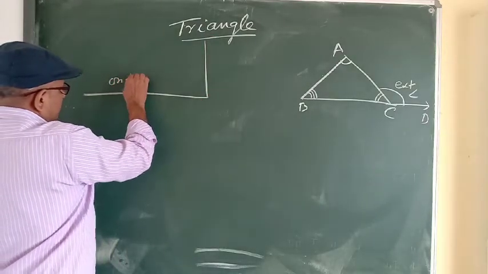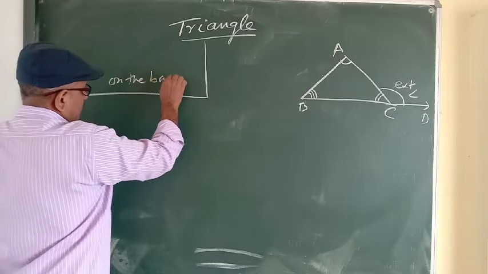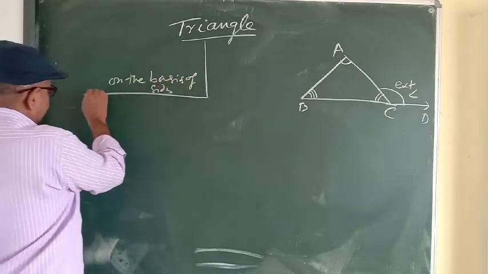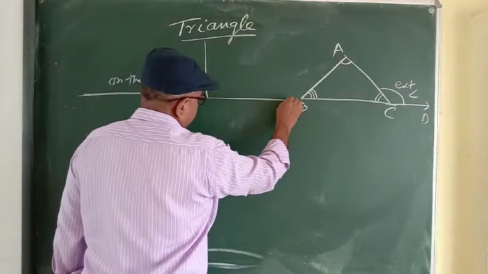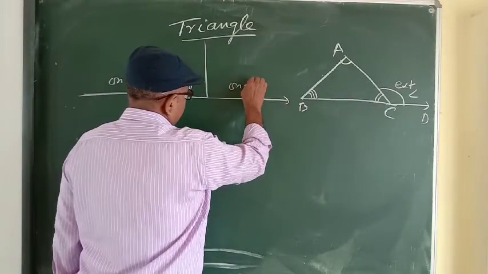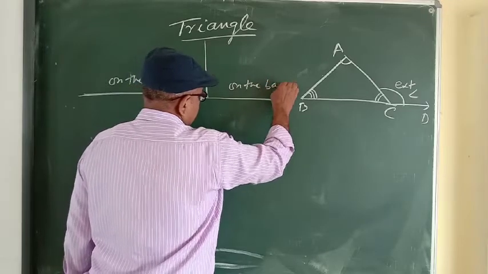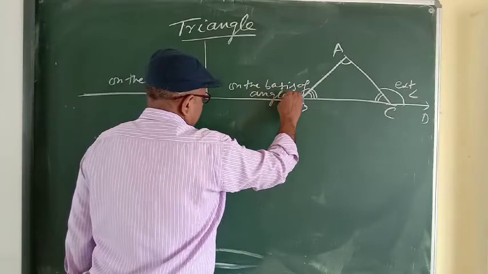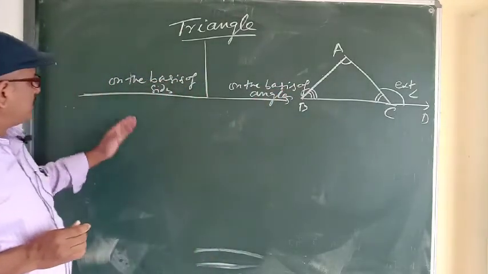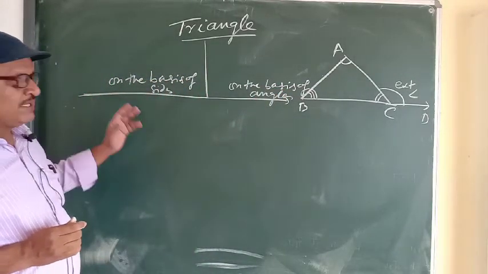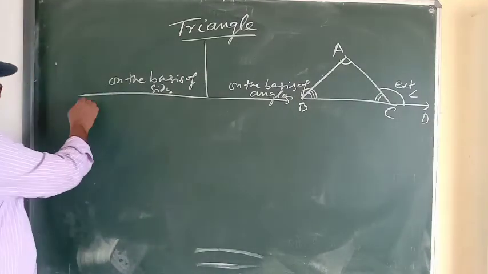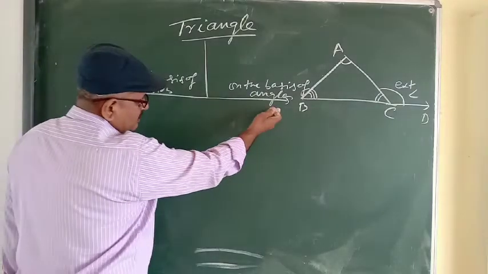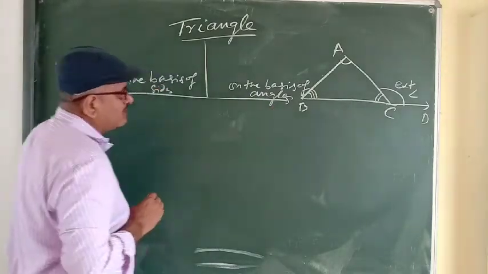First, on the basis of sides, and next, on the basis of angles. So how many types of triangle? On the basis of sides, there are 3 types of triangle. And also on the basis of angles, there are 3 types of triangle.